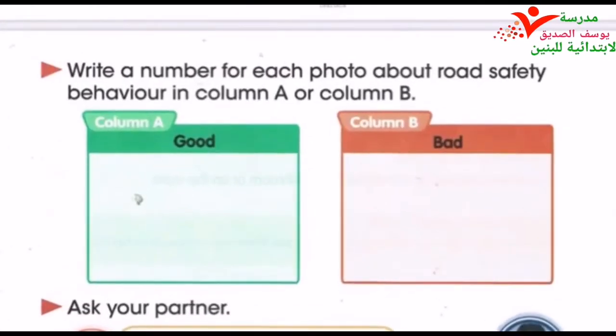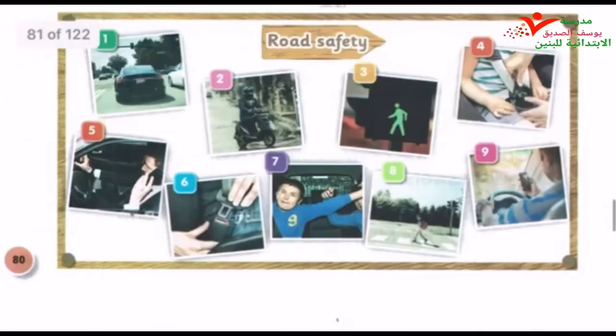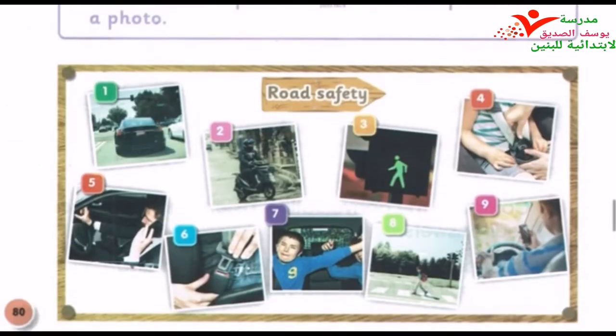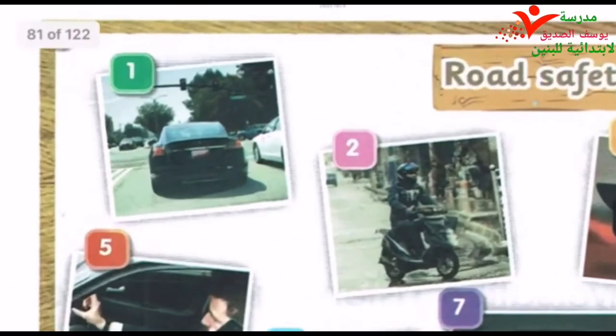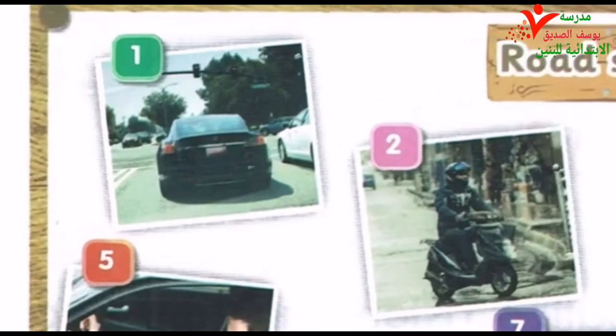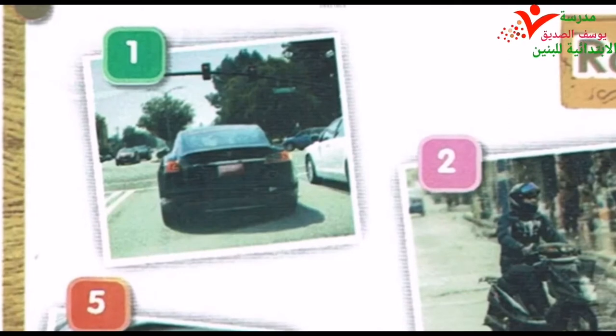Okay, write a number for each photo about road safety behavior in column A or column B. Let's look at the photos one by one at our own pace. Okay, number one. We have picture number one. We have a traffic light. This is the traffic light, with the green, red and yellow lights. Okay, we have red light. What does red light mean? Very good, means stop.